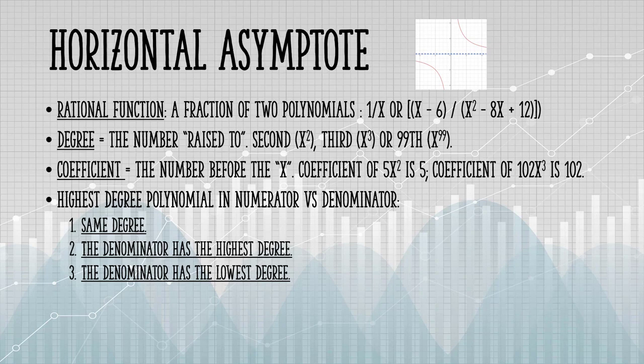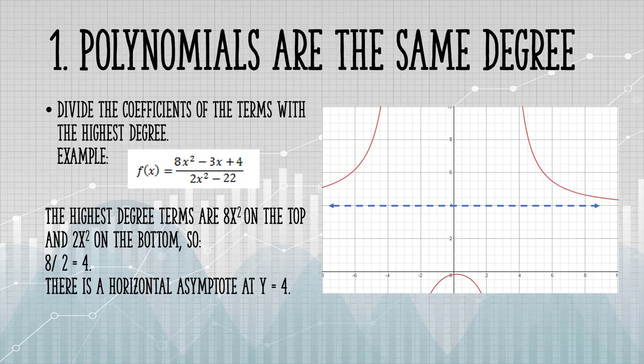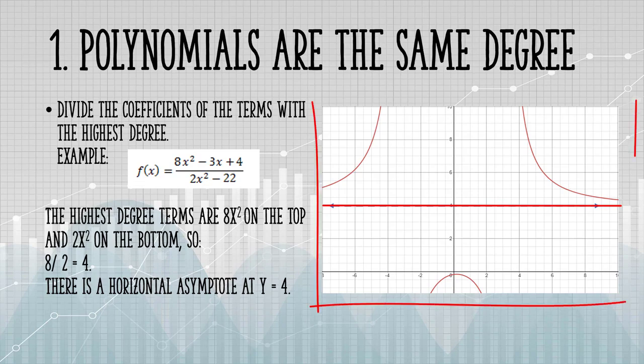Let's start with number 1. Polynomials are the same degree. To find the horizontal asymptote, divide the coefficients of the terms of the highest degree. In this example, the highest degree terms, in other words the terms with the highest power, are 8x squared on top and 2x squared on bottom. If we divide those two coefficients, we get 8 divided by 2 equals 4. For this function, there is a horizontal asymptote at y equals 4. This graph confirms the location of the asymptote.